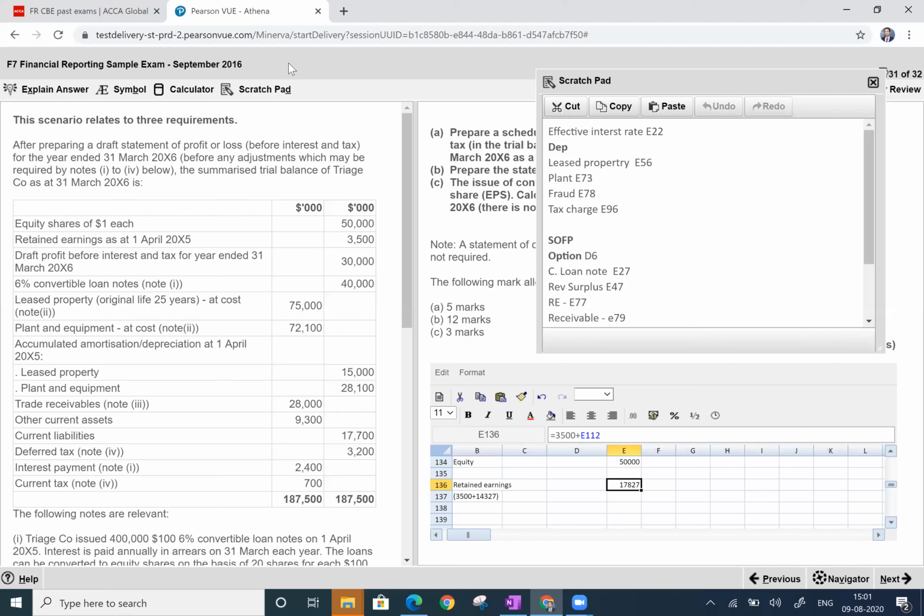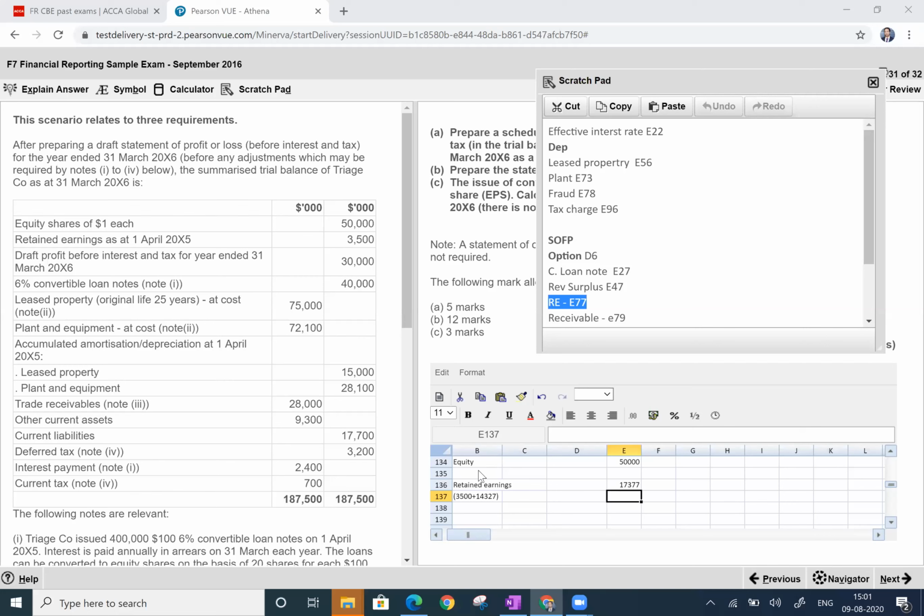Now, there is one more adjustment regarding this. What is that? We have given here retained earnings is 77. So that fraud equal to minus E77, 17,377 is the answer. That fraud of 450 previous year. Okay. So now what is there?